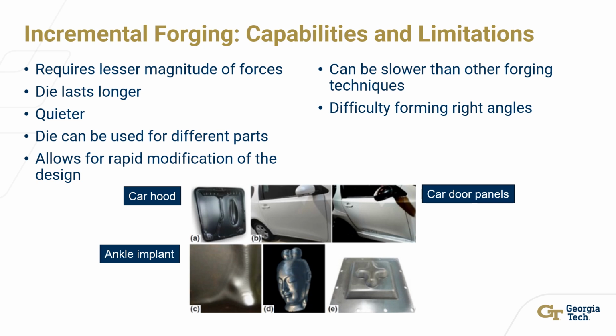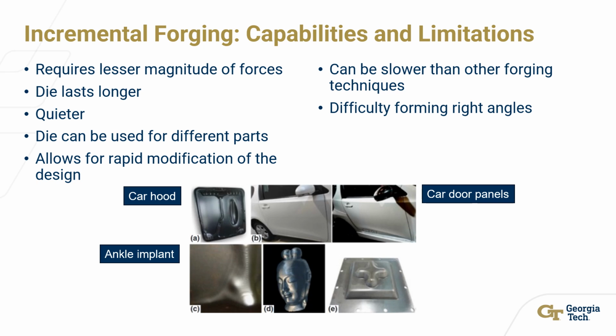The incremental nature of the process means that the same die can be used to forge similar parts instead of requiring a specific die for each design. This makes incremental forging cost-effective for smaller scale production. It also allows for changes to be made to the product design very quickly and easily, unlike with other processes such as deep drawing, which would require an entirely new die to be manufactured for each new design.